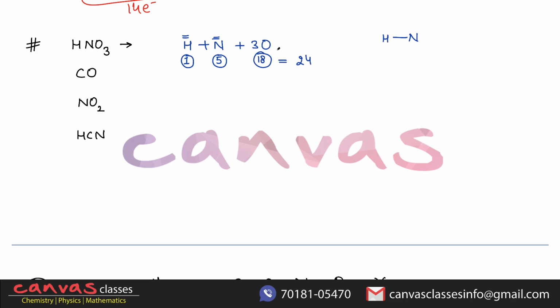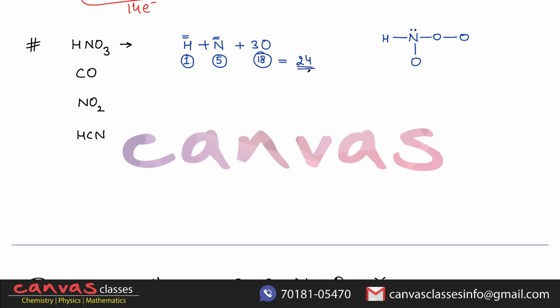Now we have to organize or arrange 3 oxygens. Now you cannot make 3 bonds with the oxygen. You can make a maximum of 2 more bonds with nitrogen. And if you make something like this, then it will be wrong. Why? Because nitrogen has 3 bonds and 1 lone pair.